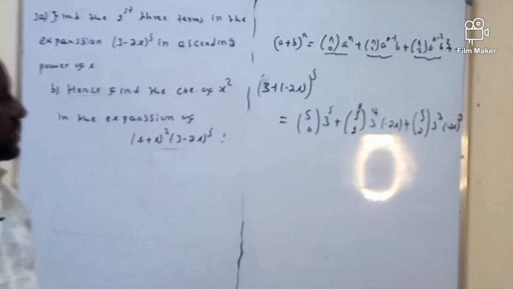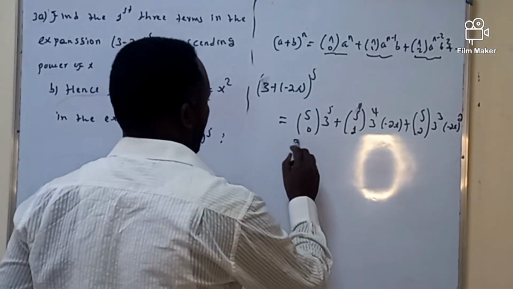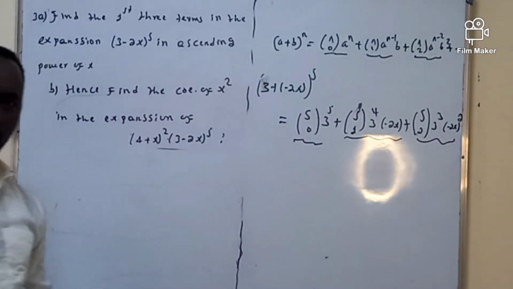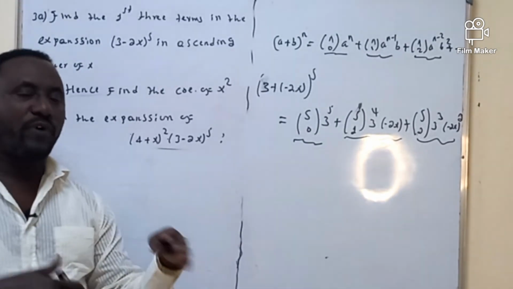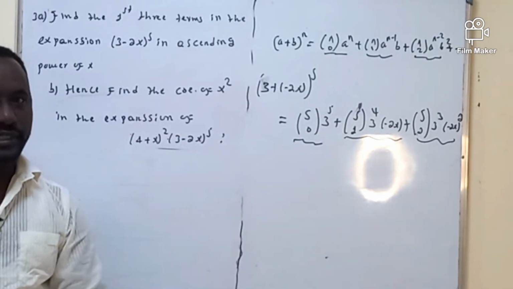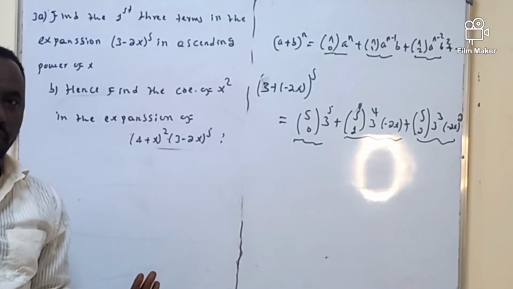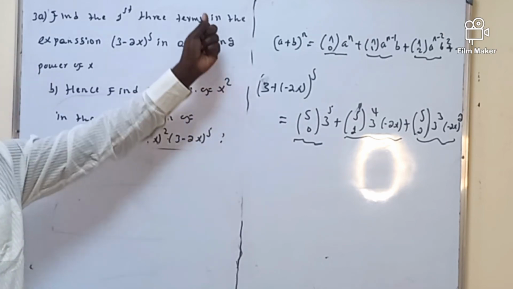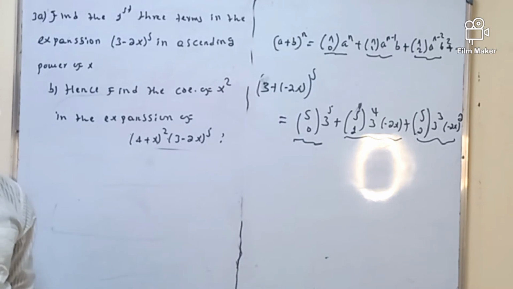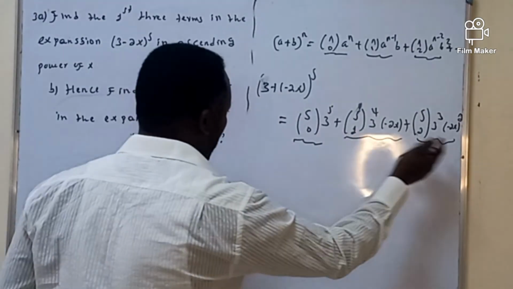So now this is the first term. This is the second term. And this is the third term. This is enough. If we are asked to find the first 4 terms or 5 terms, we'll continue. But no need to continue because of the question that we are asked. Because it's the first 3 terms, you have to start from this one.